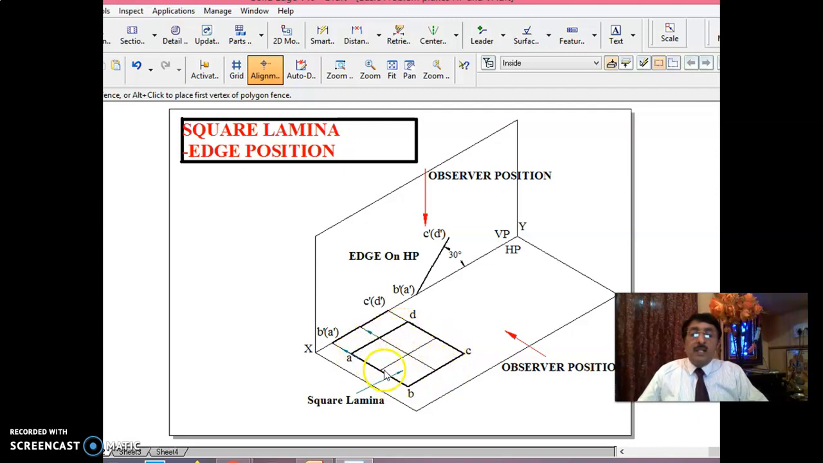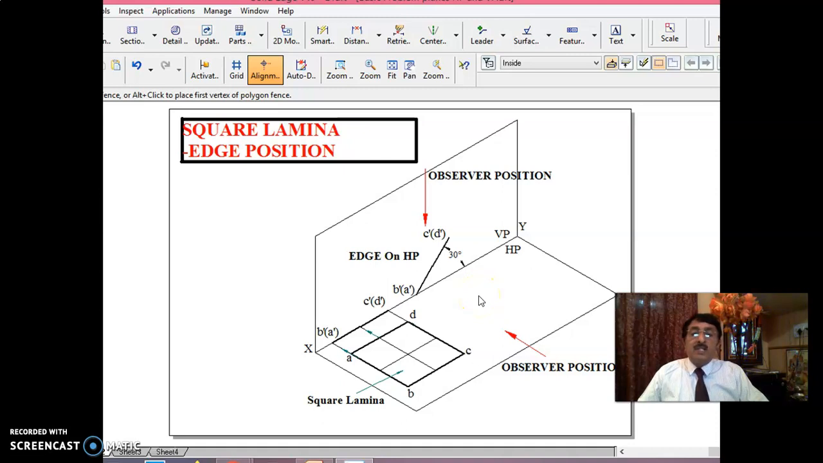Now as you see here, ABCD is a square lamina. When you are looking from here, B dash A dash, this is C dash D dash, this is the front view. When you lift C dash D dash up, it will be resting on B dash A dash and HP. If you lift B dash A dash up, it will be resting on C dash D dash and HP. That's why if you draw a square in this position, it can be only edge on HP. If you want corner on HP, you have to change the position.